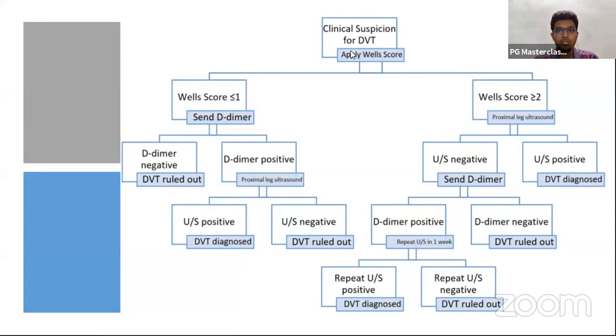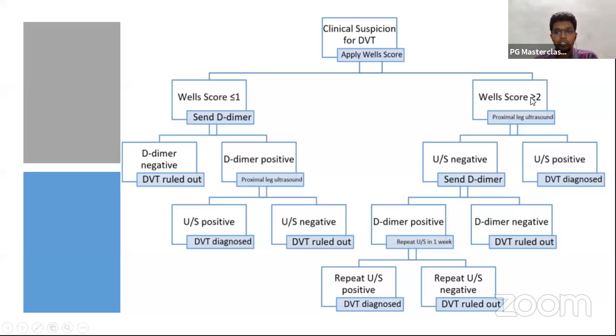So this is the algorithm for diagnosing a patient with deep vein thrombosis. If you have a clinical suspicion for DVT, then the Wells score is to be applied. If the score is less than 1, then a lab diagnosis of DVT: D-dimer, prothrombin time and INR for baselines are to be sent out. If the D-dimer turns out negative, then DVT can be straight away ruled out in patients with a low-risk Wells score. If the D-dimer is positive, then a proximal leg ultrasound is to be done. If the ultrasound is positive, then the patient will be diagnosed as having a deep vein thrombosis. If the ultrasound is negative for any proximal venous thrombosis, then DVT is ruled out.